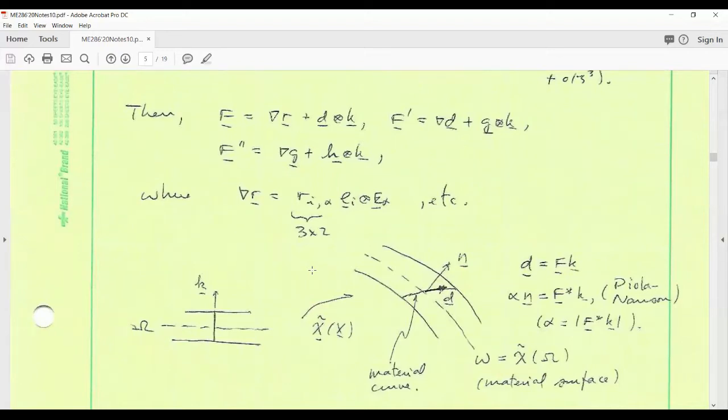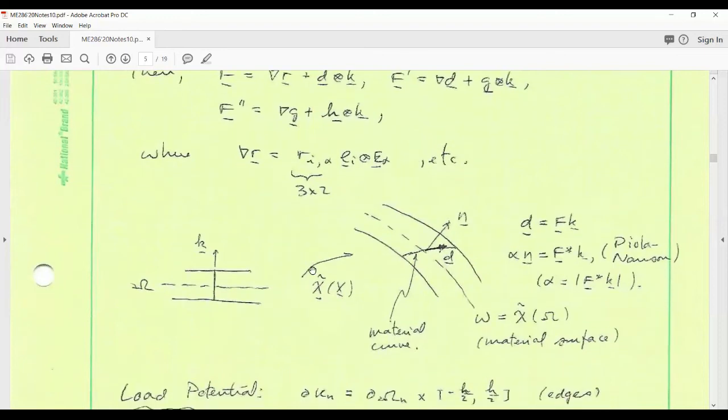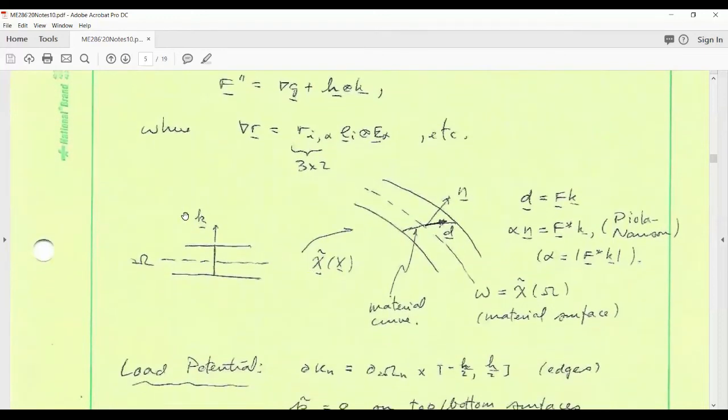Okay, let's give some physical interpretation of some of these variables. Let's say here's our reference configuration, and you have an edge-on view of the plate. Here's the midplane. Here's the normal. And let's just draw a scratch through the thickness, right? So let's imagine a material curve, a vertical material line, directed along the unit vector k, extending from minus h over 2 to plus h over 2.